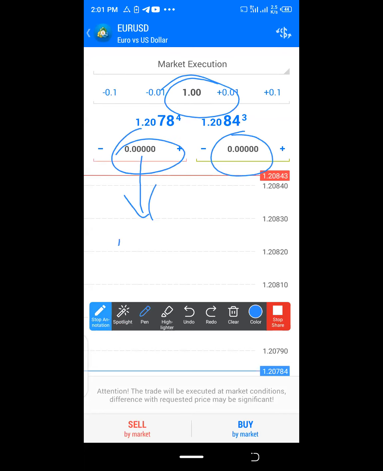This red place is my stop loss. This green is my TP.